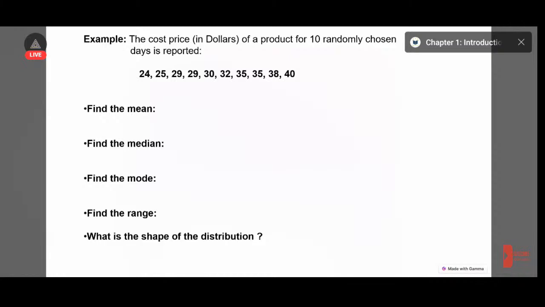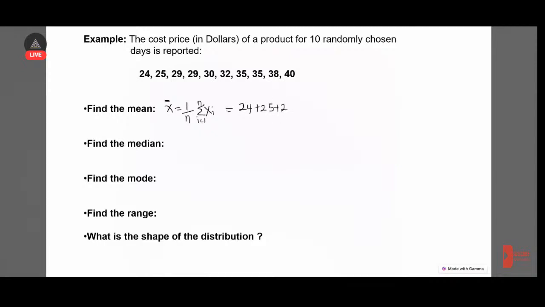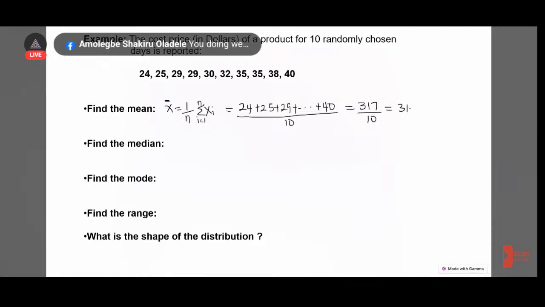Now the question is to find the mean. To find the mean, we have several notations. The mean can be represented as x bar, which is the same thing as 1 over n summation of xi, where i is from 1 to n. In this case, it means the addition of everything you have, which is 24 plus 25 plus 29 up to the last value, which is 40, dividing this by the number of data points, which is 10. If you sum up the numerator, you should have 317 over 10, which is the same thing as 31.7.